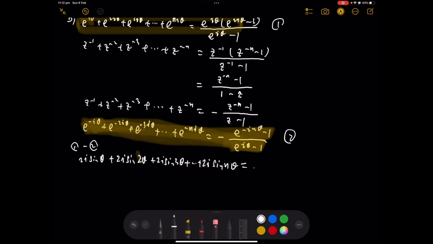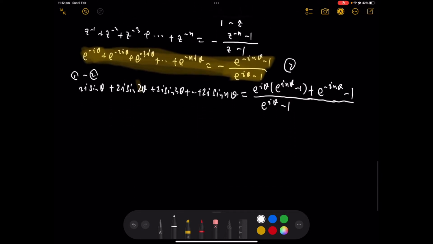The right-hand side is pretty big, but the good thing is they have the same denominator, e^(iθ) minus 1. The numerator is pretty big: e^(iθ) and e^(inθ) minus 1. Minus of minus actually becomes plus, e^(-inθ) minus 1. So that's my right-hand side. So the left-hand side is very nice.